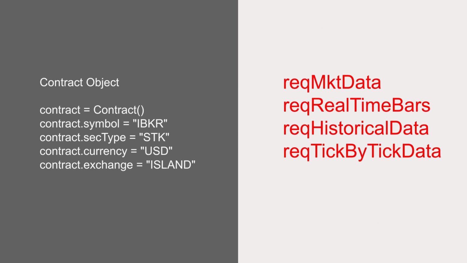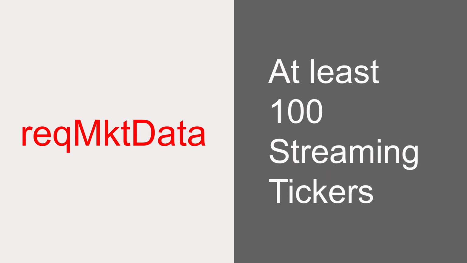reqMktData has fewer limitations than some of the other functions, in that you can make requests for at least 100 streaming tickers in your account at the same time, and that number can potentially be increased. The data you get with reqMktData will correspond to data in TWS watch lists, such that if you were to find the right column header for a TWS watch list, it would match exactly the data that's being returned to reqMktData.